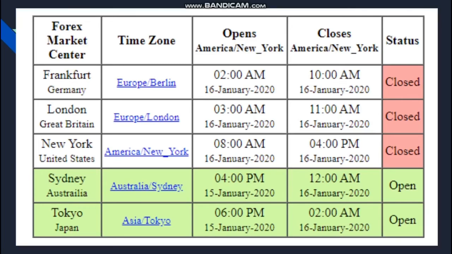For more information, we can go on to a Forex time zone converter, which tells us our time for all of these zones.